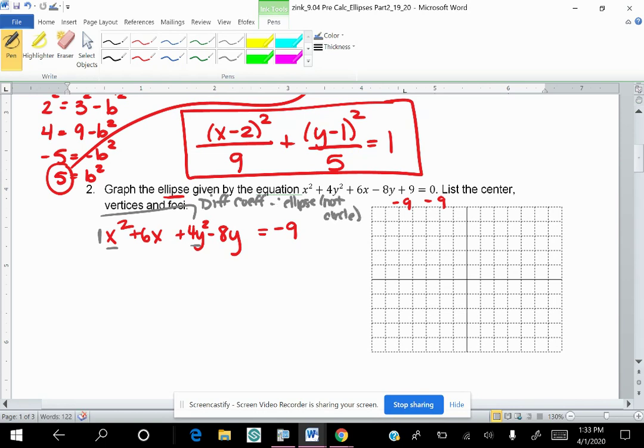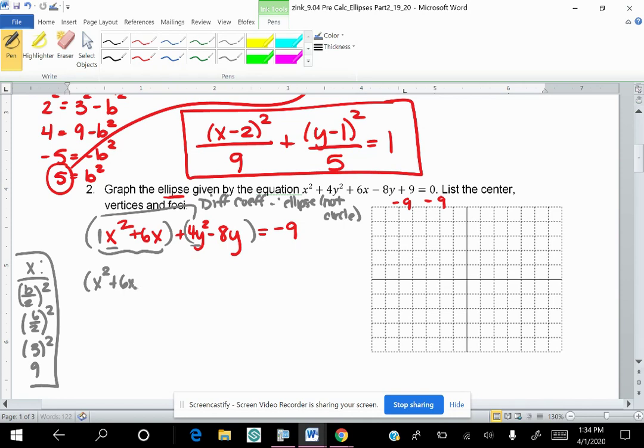All right, so now we're going to complete the square for our x's and for our y's. So over here, let's do x. I'm going to take my b over 2, quantity squared. My b is 6, and 6 over 2 is 3. 3 squared is 9. So in this set, I'm going to have x squared plus 6x plus 9. And I'm going to make sure I add my 9 over to this side as well.